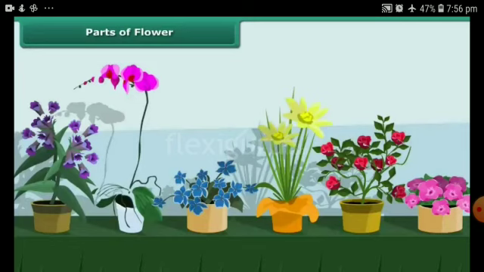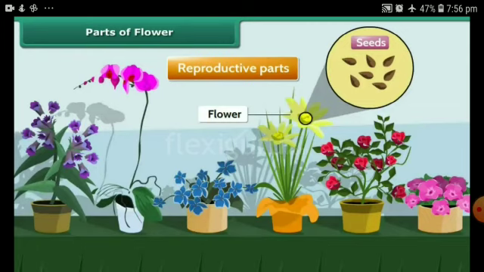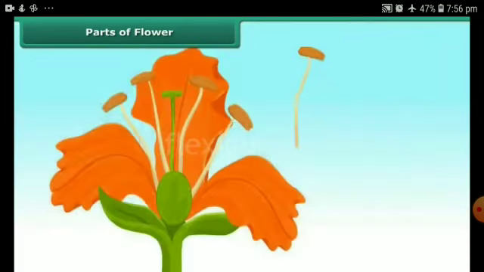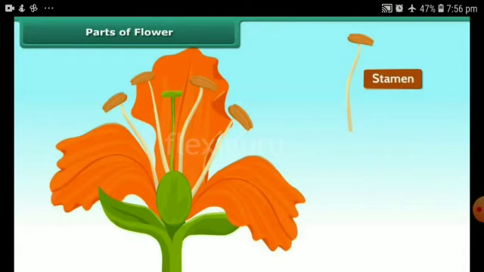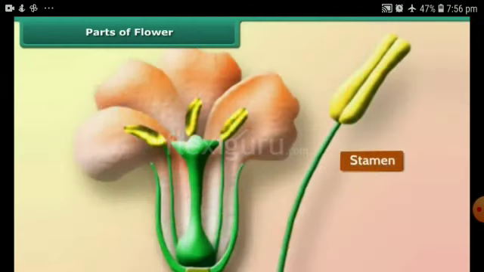Parts of flower. Flowers are the beautiful parts of a plant. They are important in making seeds. Therefore, they are the reproductive parts of a plant. Let's learn about their parts. Stamen is the male part of a flower and pistil is the female part of the flower. The stamen has two parts, anther and filament.